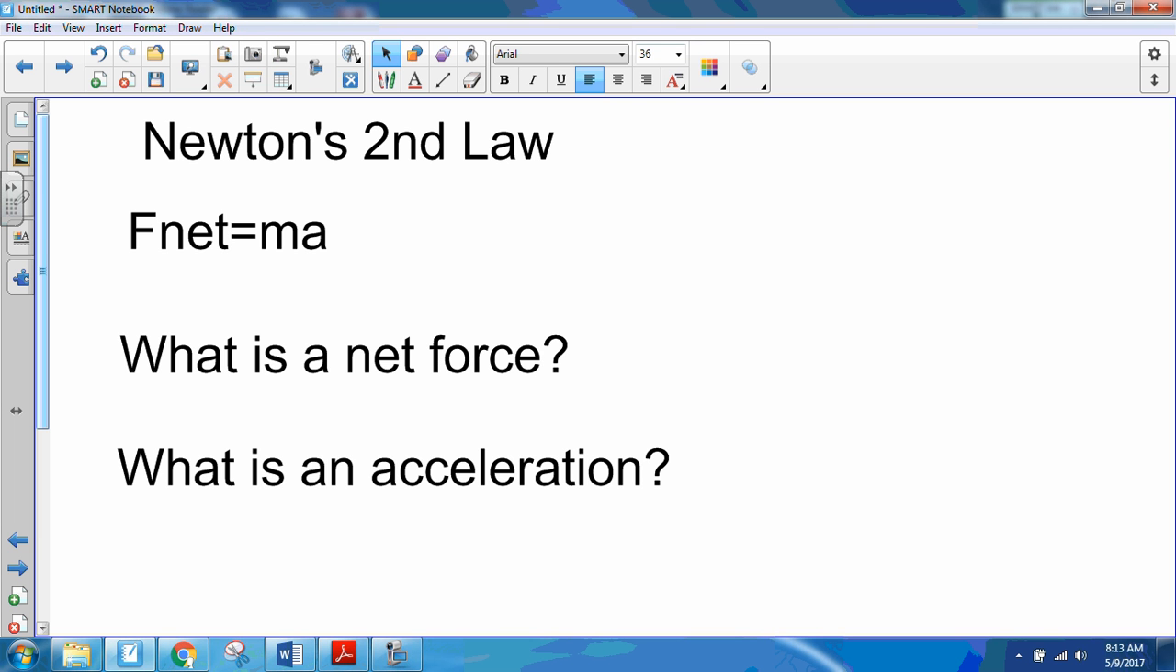Okay, so we're going to start. We have Newton's second law. F net is equal to m times a. What is the net force? That's our first question. What is a net force? Anyone remember? So when you combine all the forces, you get the net.